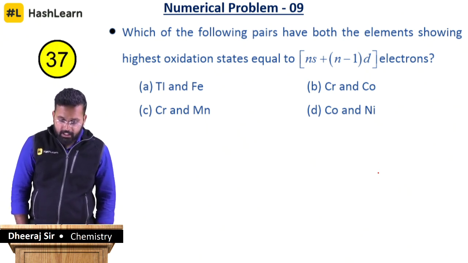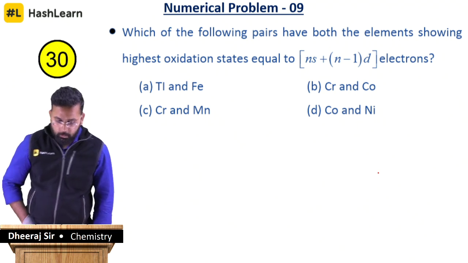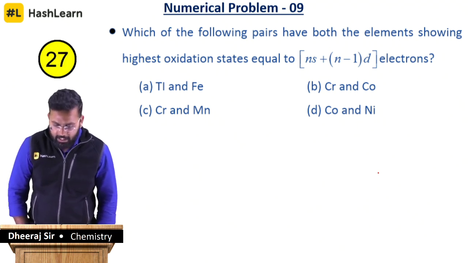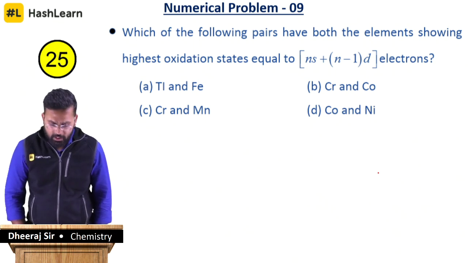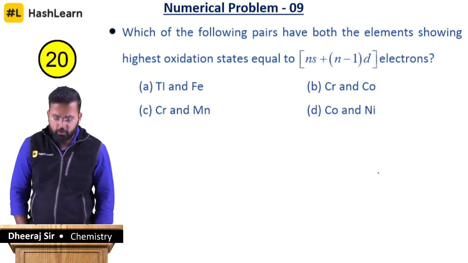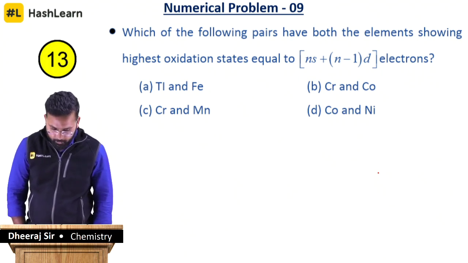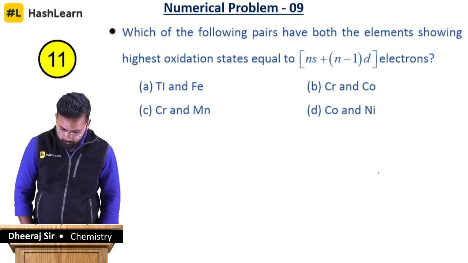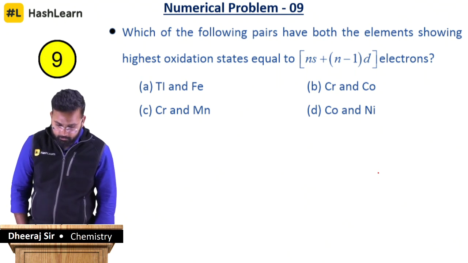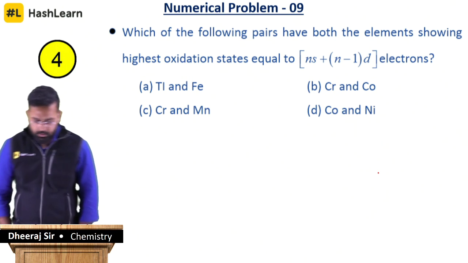Which of the following pairs have both the elements showing highest oxidation state equal to ns plus (n-1)d electrons? So if ns plus (n-1)d electrons is not making sense, you just have to see which pair has the highest oxidation state. That should answer the question. Quickly, 18 more seconds left. Highest oxidation state. You don't have to think so much, guys.